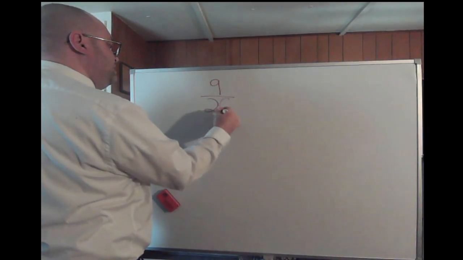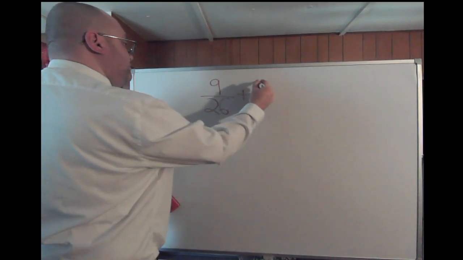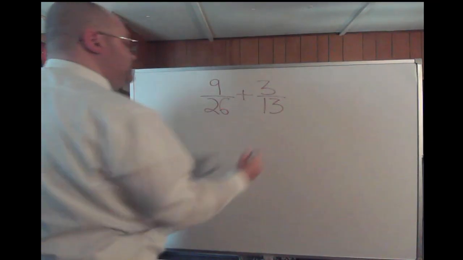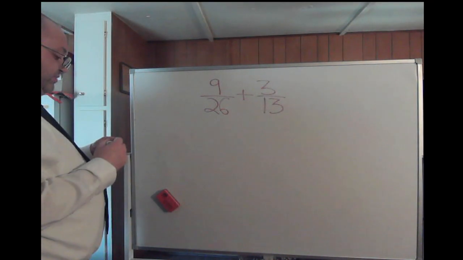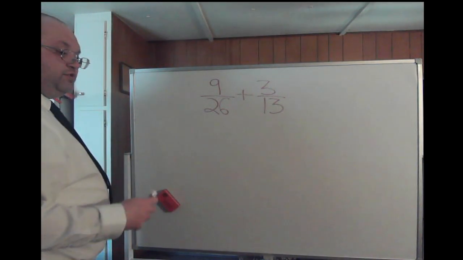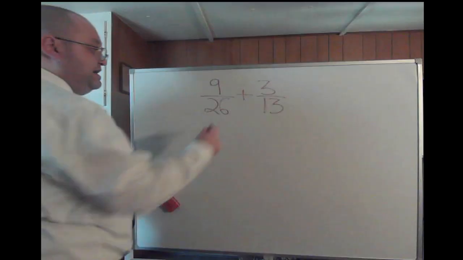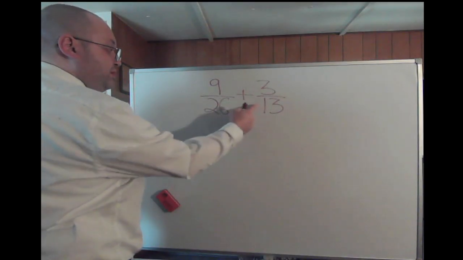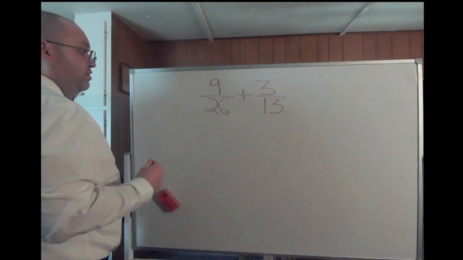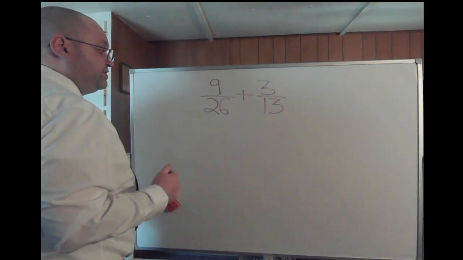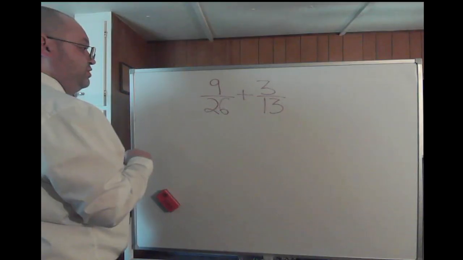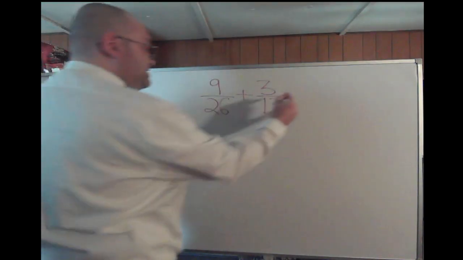Now we have 9/26 plus 3/13. So again, the goal is get the denominators to be the same. You do that by finding the least common denominator, which is simply the least common multiple of the two denominators. Well, the least common multiple of 13 and 26 is definitely 26. So both denominators need to be 26.